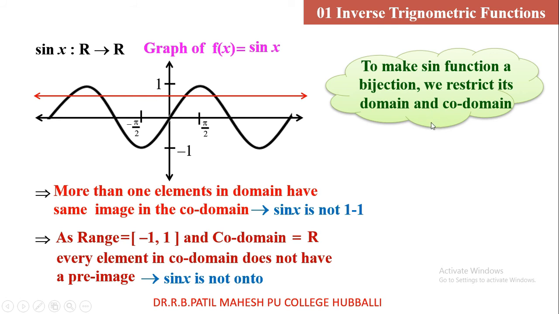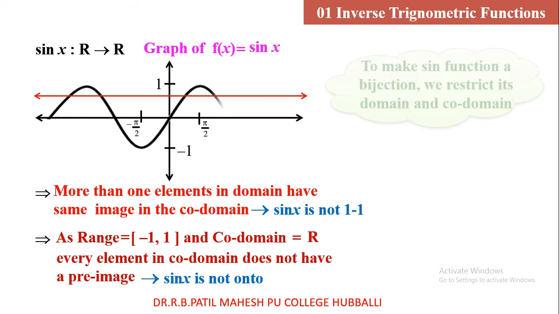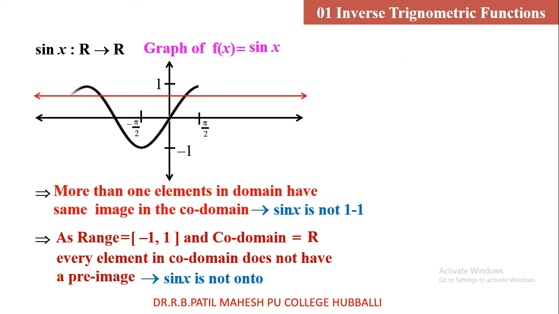Very important discussion, students. Because the sine function is not bijective, we are restricting the domain and codomain of the sine function. How to restrict the domain and codomain? See the curve. I have restricted the curve to some points, minus pi by 2 to pi by 2. This is the restriction of domain.